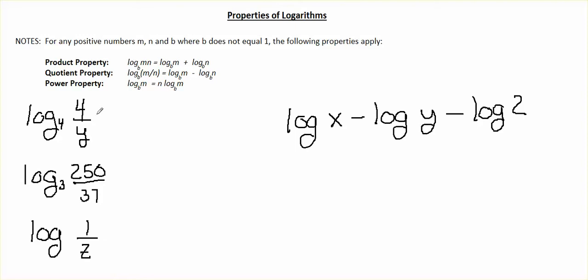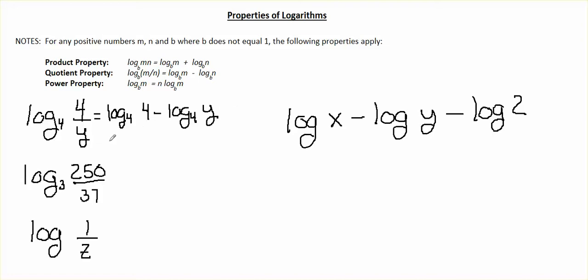How can we expand these logarithms on the left-hand side? Well, the first thing we notice is there's a division happening inside of our logarithm. So we're going to separate out our division by using subtraction, which is the opposite of our product property, where we separate out a product using addition. For our quotient property, we separate out a division using subtraction. And again, I want you to notice that in order to be able to do that, your logs have to have the same base, which of course this one does. So we get the log base 4 of 4 minus the log base 4 of y.